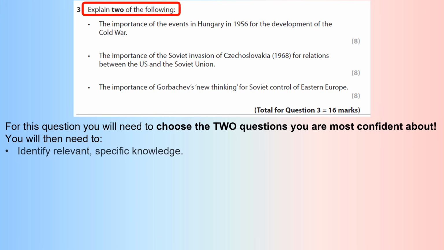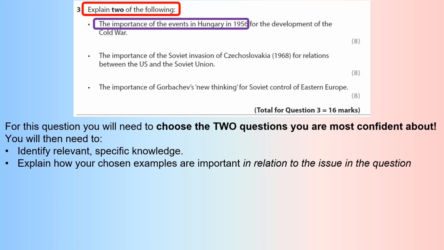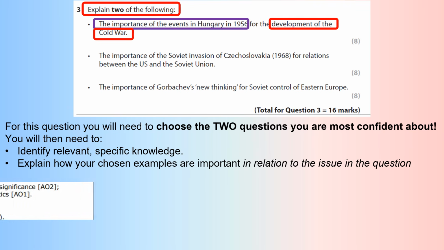You will then need to identify relevant and specific knowledge. So for the first question here, that would be relevant knowledge to the importance of the events in Hungary in 1956. You'll then need to explain how your chosen examples are important in relation to the issue in the question. And here the issue is the development of the Cold War. You can see that the other questions are similarly structured.